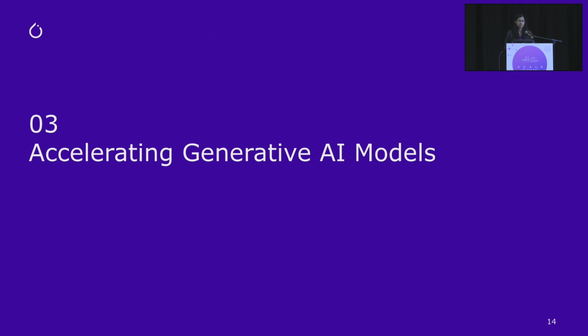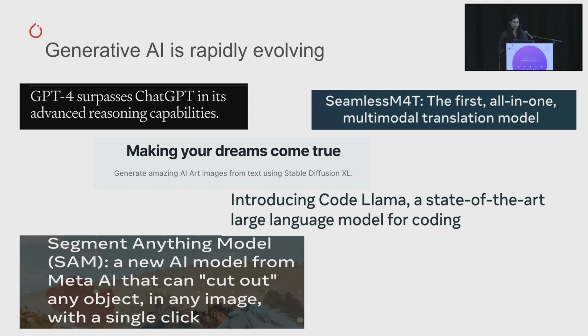So I now want to shift gears a little bit and talk about how you can accelerate generative AI models using pure PyTorch code. The space of generative AI is rapidly evolving. As you can see, many innovative models have been released in just the last couple of years, each of them pushing the state of the art of what's possible in this domain.